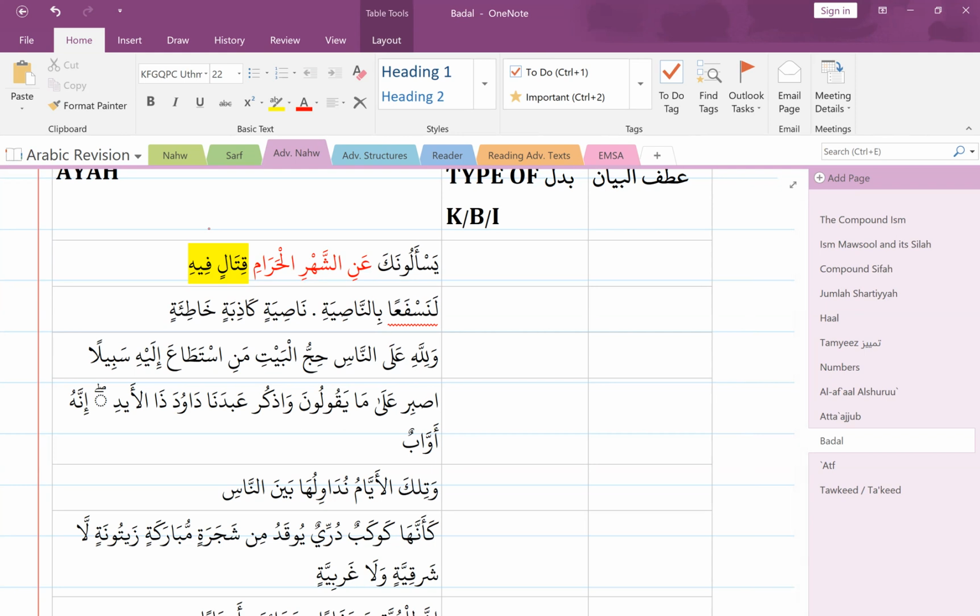I was thinking that it's an action that they can do in the month. It doesn't mean that they can do it the entire month. They can also do it in part of the month. So that's not clear. So it's an abstract concept. Qitalin fihi. Yes, it's an idea. So it will become badal al-ishtimal. Exactly. Yeah, it's an idea.